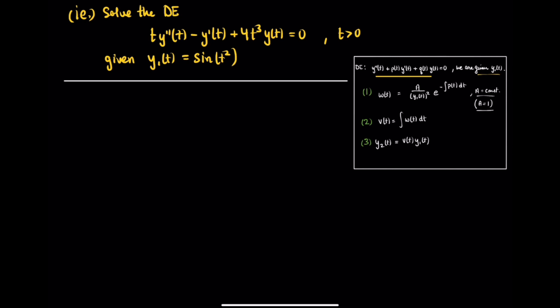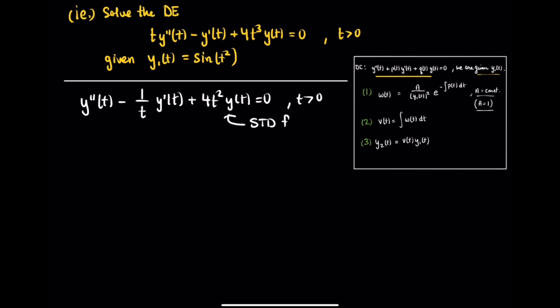All right. So, first thing we've got to do is put the equation into standard form. We do that by dividing both sides of the equation by t. So that's y double prime minus 1 over t y prime of t plus 4t squared y of t equals 0, and t is still greater than 0. And this is in standard form. And so now we know that p of t is equal to negative 1 over t, like so.